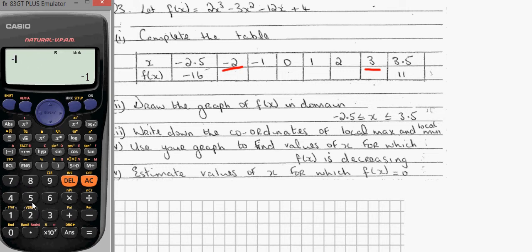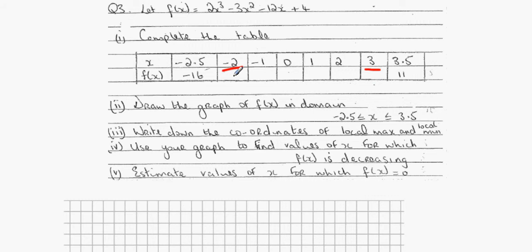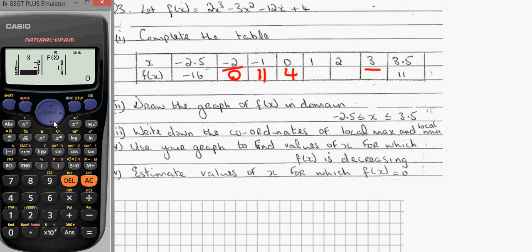Start is minus 2 and the end is 3. Step is 1. So we're just going to fill in these numbers here. Minus 2 is 0, 0, 11 and 4, and finally 1 and 2 are going to be minus 9 and minus 16.